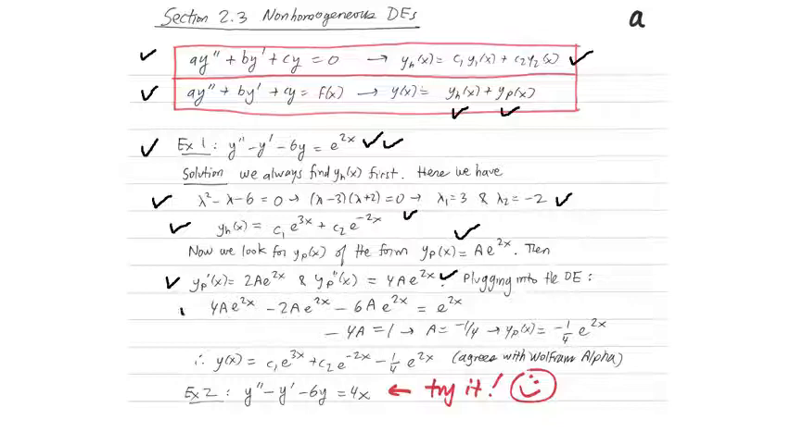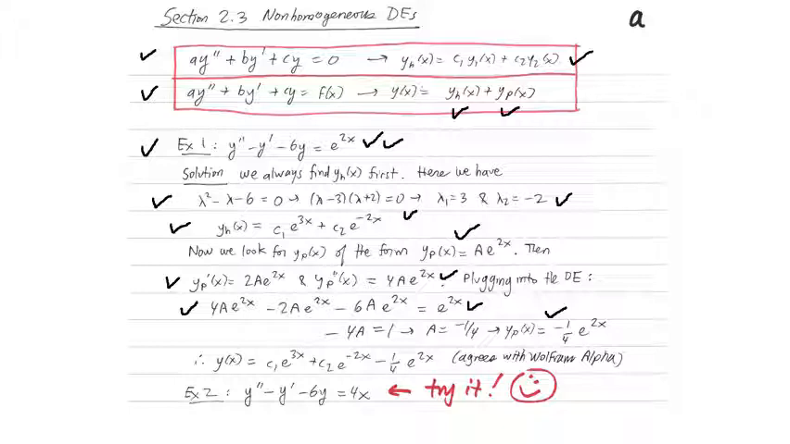And that gives us this equation, 4a e to the 2x minus 2a e to the 2x minus 6a e to the 2x is e to the 2x. So we have a common factor of e to the 2x everywhere in this equation, which we divide out and simplify the left-hand side. And that gives us then minus 4a equals 1. So a is minus 1/4, which gives us our particular solution that we were looking for, minus 1/4 e to the 2x.